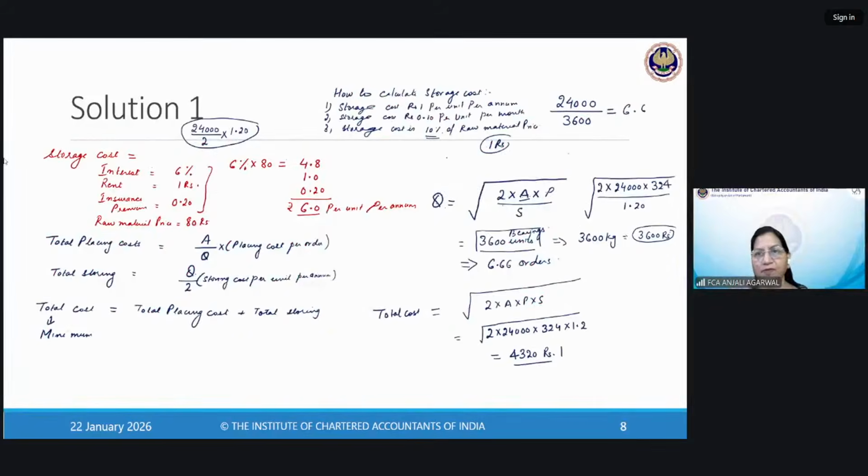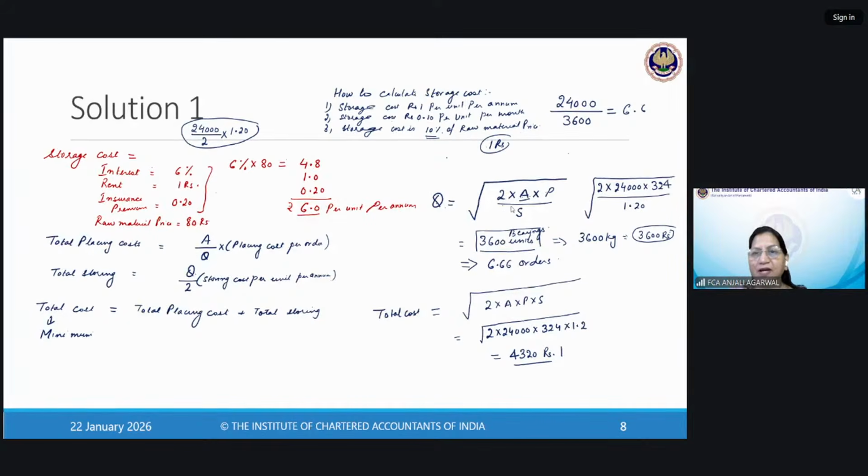So this was the formula, under root 2 into A into P upon S. You can say it under root 2 into A into O upon S, or you can say 2 into A into O upon C, whatever it is. But first time when you're using the formula, whatever the notations you are using, please give the reason where A is equal to annual usage, P is placing, and S is cost of storing 1 unit for 1 year. Okay? So this is how you will calculate the economic order quantity using formula.